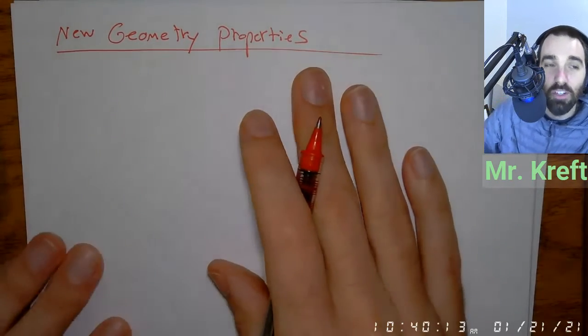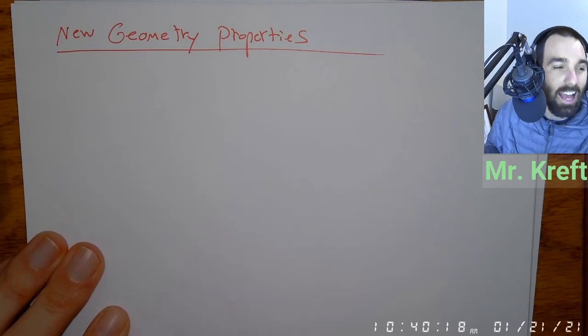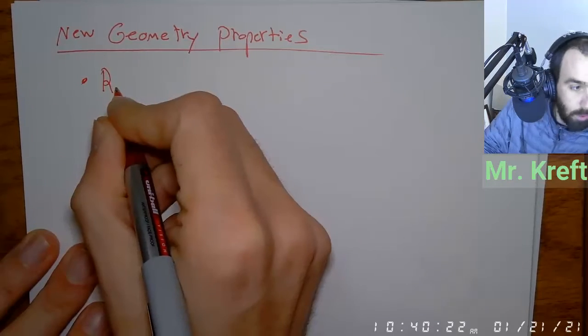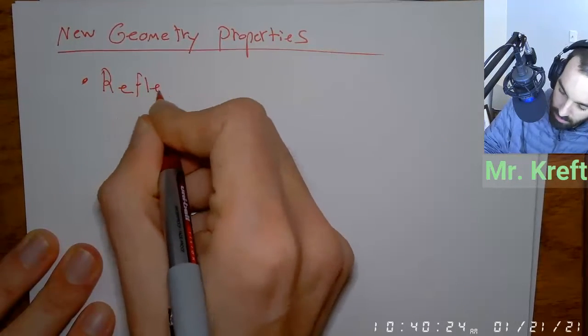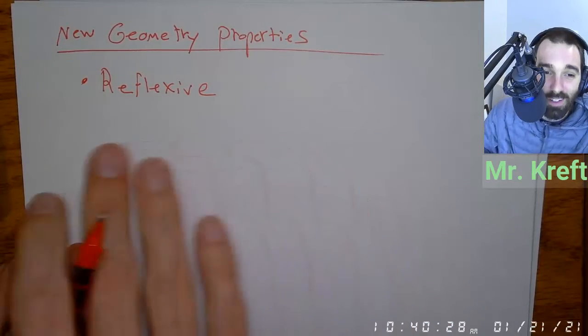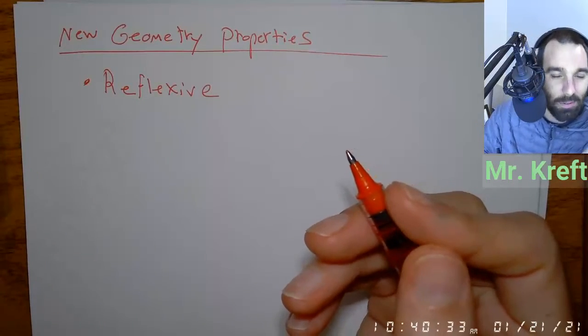Okay. So new geometry properties. So they're only new in name. You know these, you just didn't have the name to go with them. So the first one is the reflexive property. Now, I'm going to tell you a little story about this one. So you're like, reflexive? What? I've never heard of that, but you told me I know it.